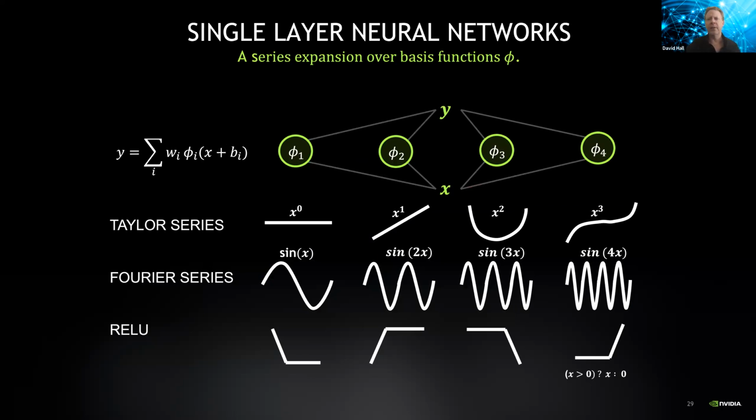A shallow single-layer neural network can be viewed as a series expansion over a set of basis functions, similar to a Taylor series or a Fourier series expansion. Ideally, the basis functions in our series should match the function we're trying to represent. For example, if our function is periodic, we would want a Fourier basis. Otherwise, we might use a Taylor series. Using the same simple basis functions for each neuron, such as a rectified linear unit, we're able to construct piecewise linear approximations of pretty much any function.